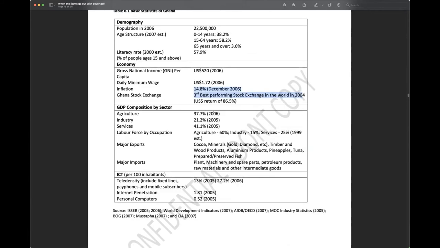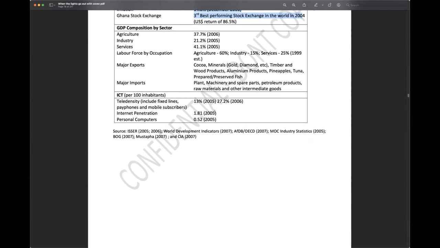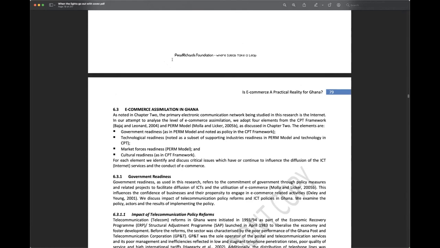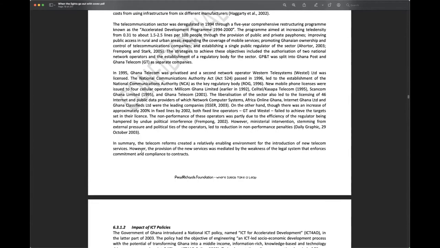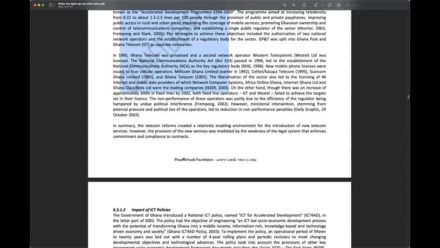Anyway, 2004, it was Chairman Rawlings. Who was our president? President Kufuor. Okay. You went to 2 years. Okay. So look at e-commerce assimilation in Ghana, government readiness, technological readiness, market force readiness, cultural readiness. So I studied it. And I explained our move from telecom, first was post and telecommunication, then we went to Ghana Telecom, then later to all the other comms that we have created.